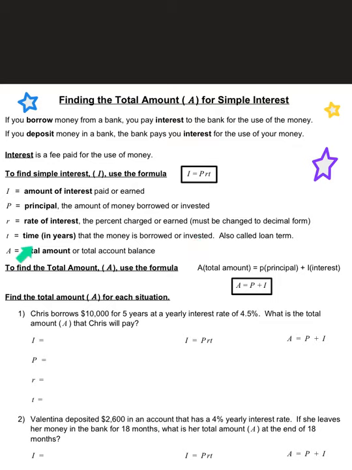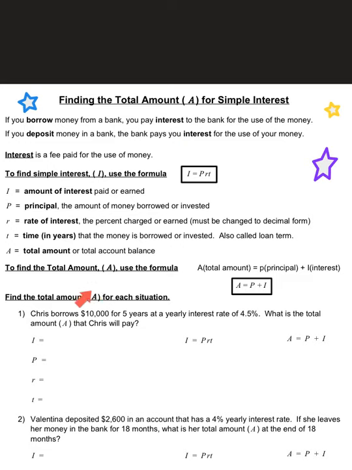And now here's a new variable. So if you did take notes the other days, I would add this to your notes. The capital A stands for total amount or total account balance. In order to find the total amount A, you would use this formula: A equals P plus I. So it's your total amount. That's going to be the principal, the amount borrowed or invested, plus the extra money. So to find the total amount or the total account balance, you need to take the original principal and add it with the interest earned or paid.